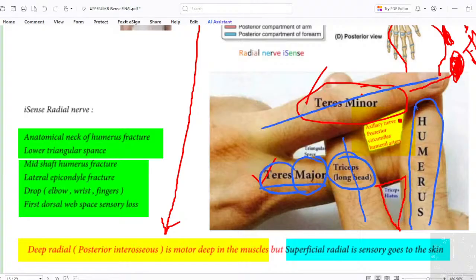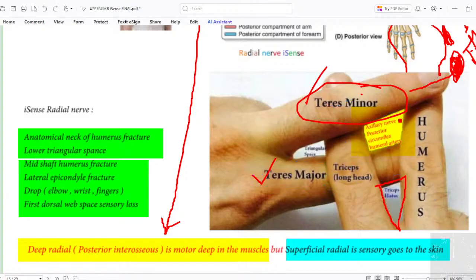So the inferior border is teres major, the superior border is teres minor, the medial border is the long head of triceps, and the lateral border is the humerus. And they form this quadrangular space. What are the contents of this quadrangular space? We have the axillary nerve. Axillary nerve coming from where?